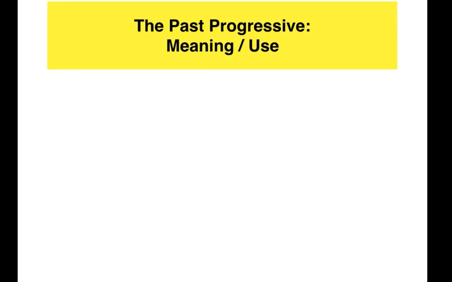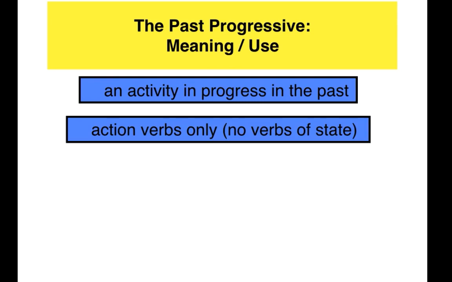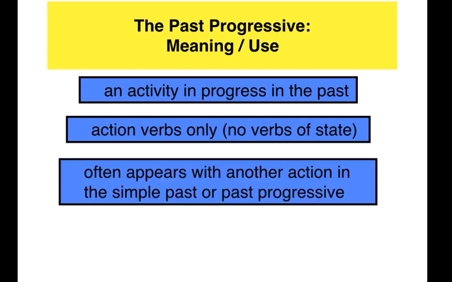We use the past progressive to talk about an activity in progress in the past. We can only use action verbs with the past progressive, no verbs of state, just like with other progressive tenses. And the past progressive often appears with another action either in the simple past or past progressive.